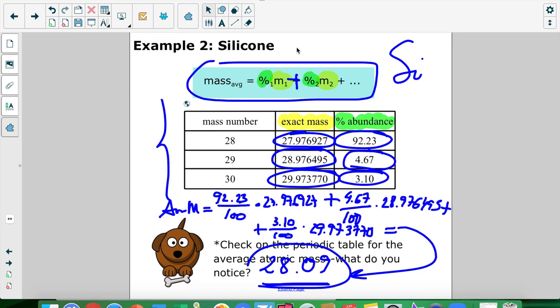Well, it's because you could be given the actual average mass of the elements, and I might ask you to find the abundance of one of the isotopes. Or I could ask you to find the specific exact mass of the isotopes. So that's why you need to know and learn how to play with the numbers here.